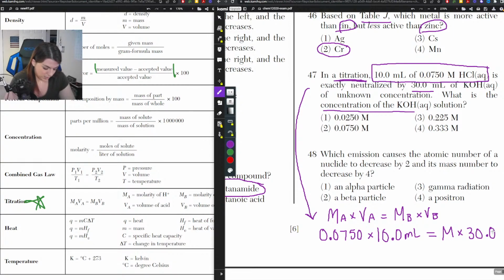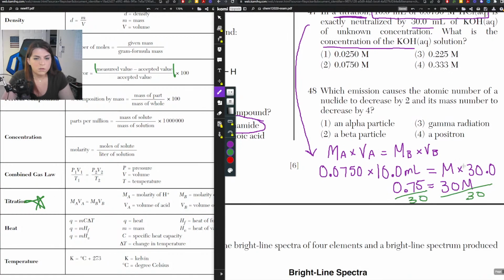0.0750 times 10. I'm coming up with 0.75. That's going to be equal to 30M. Next step is to divide both sides by 30 to get M by itself. And 0.75 divided by 30. The molarity I am getting as my final answer is 0.025 molar, which is choice 1.